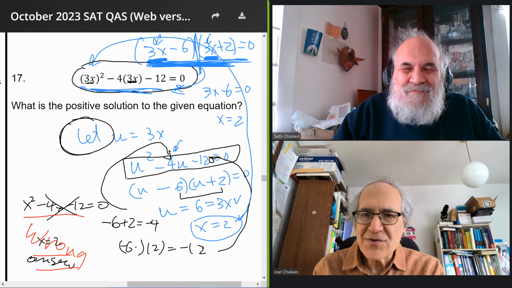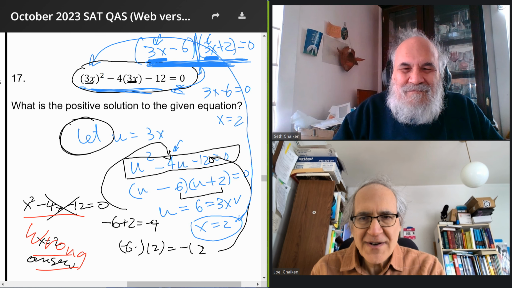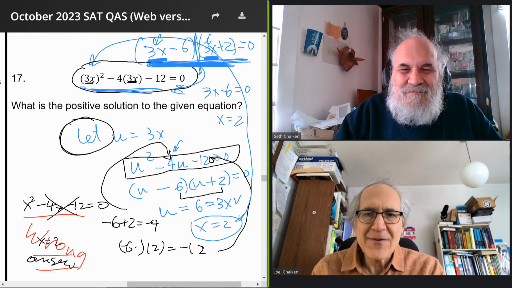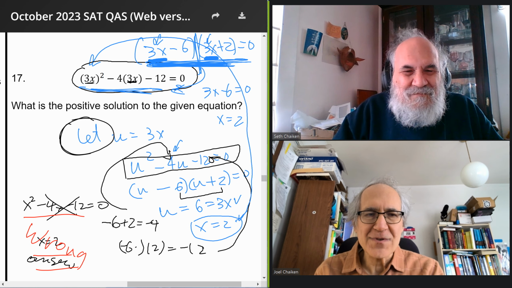How would you do this problem different from school? Probably not. You would probably do this problem exactly the same way. It's not a multiple choice question. So the question about whether you could solve this just by looking at the answers doesn't apply, because it's not a multiple choice question.